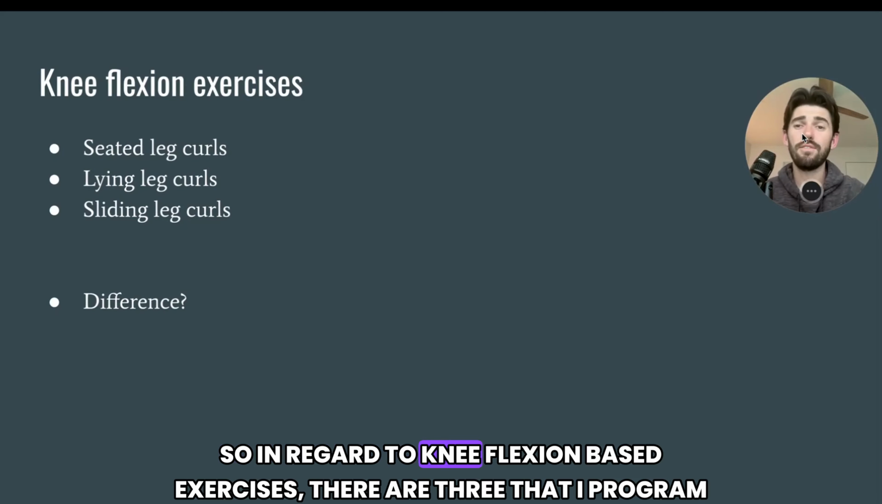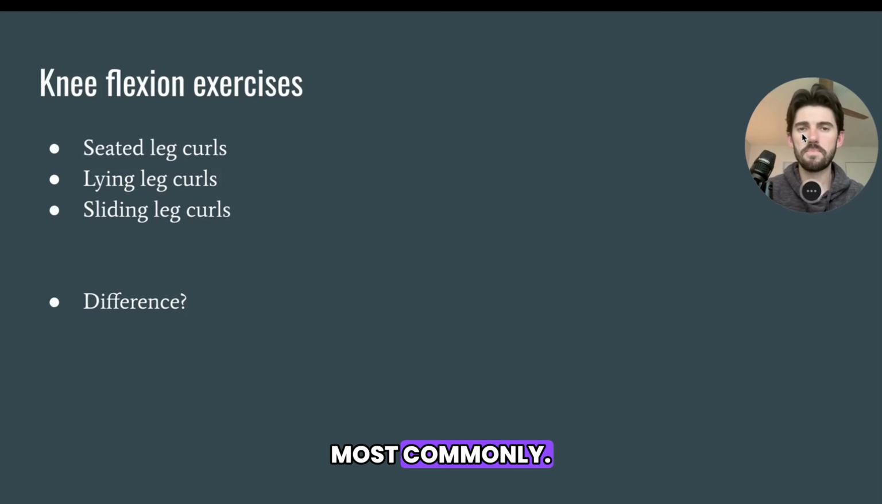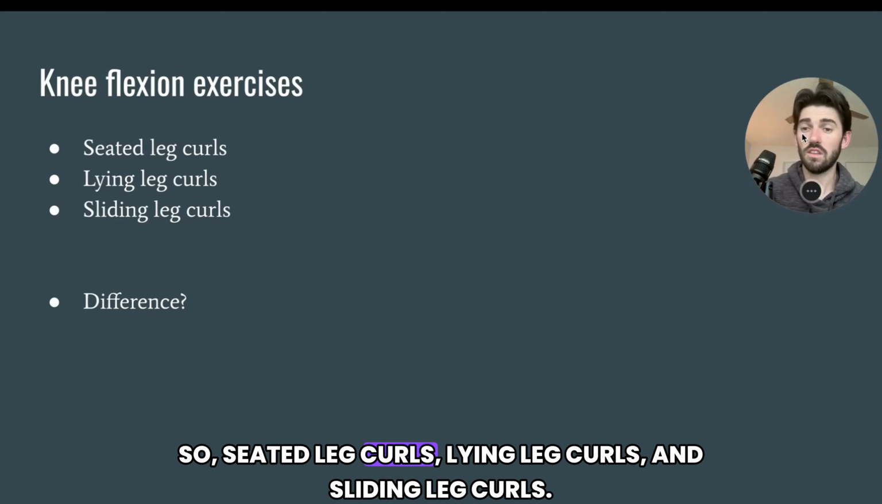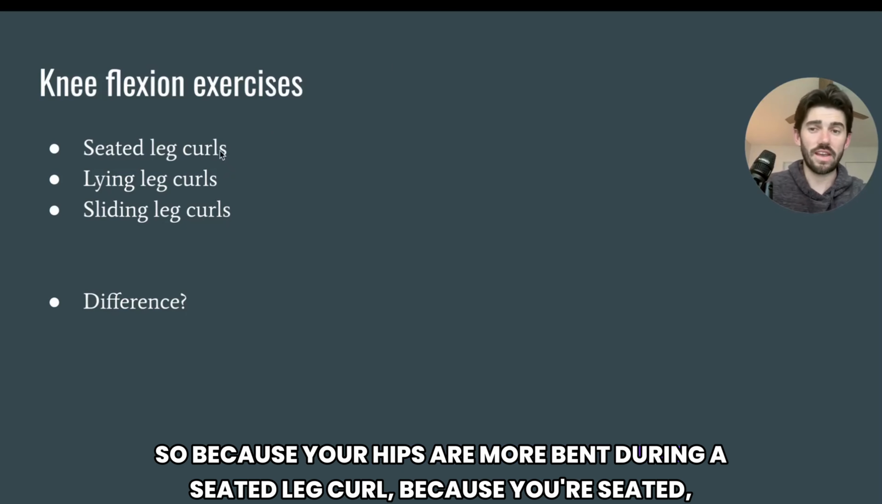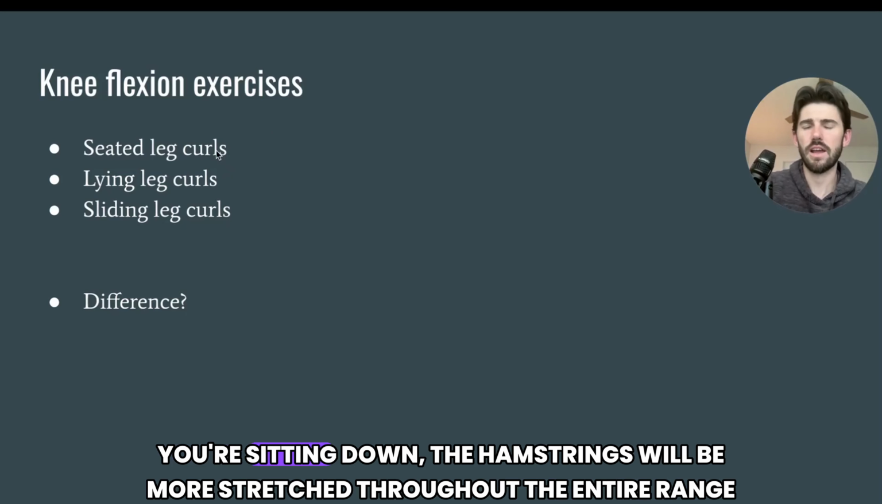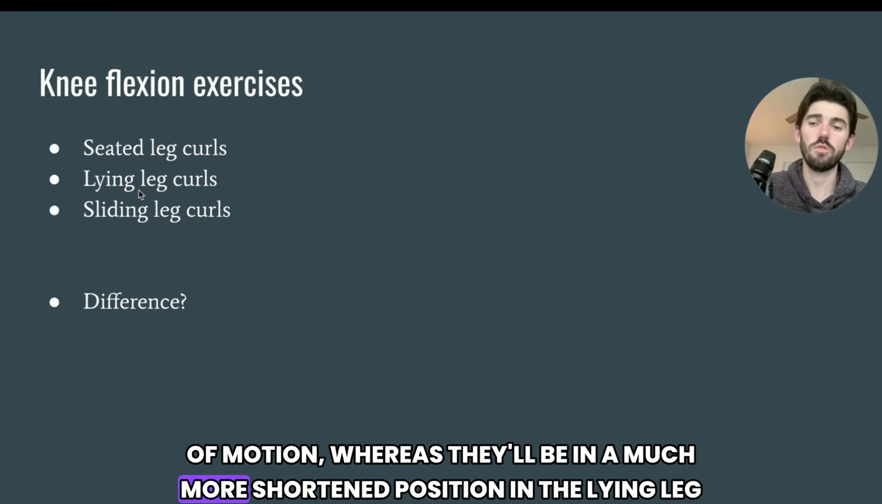So in regard to knee flexion based exercises, there are three that I program most commonly, and they are the ones listed here: seated leg curls, lying leg curls, and sliding leg curls. The difference between a seated and a lying leg curl is how bent your hips are during the movement. Because your hips are more bent during a seated leg curl, because you're sitting down, the hamstrings will be more stretched throughout the entire range of motion, whereas they'll be in a much more shortened position in the lying leg curls.